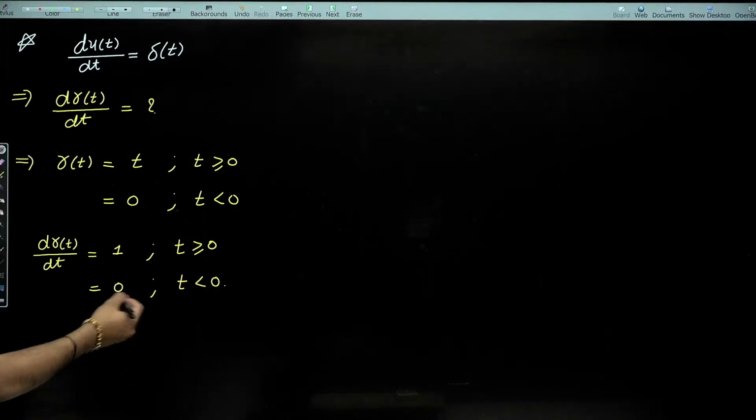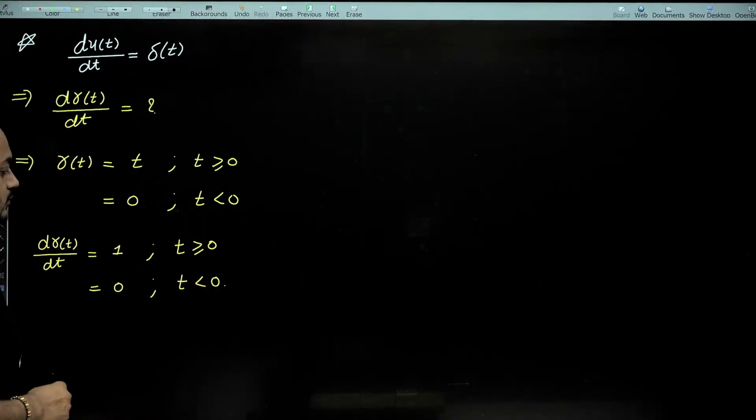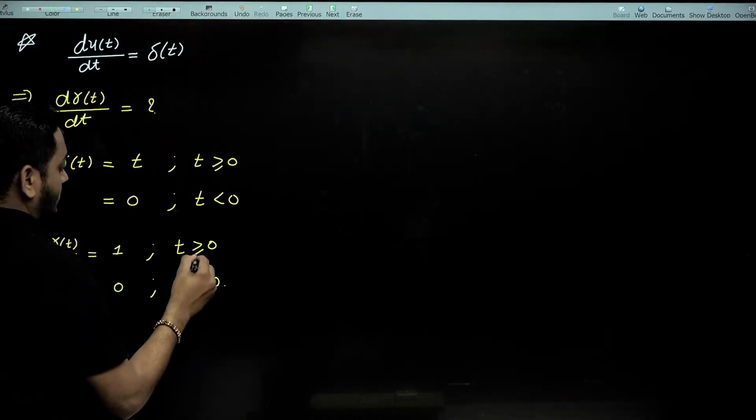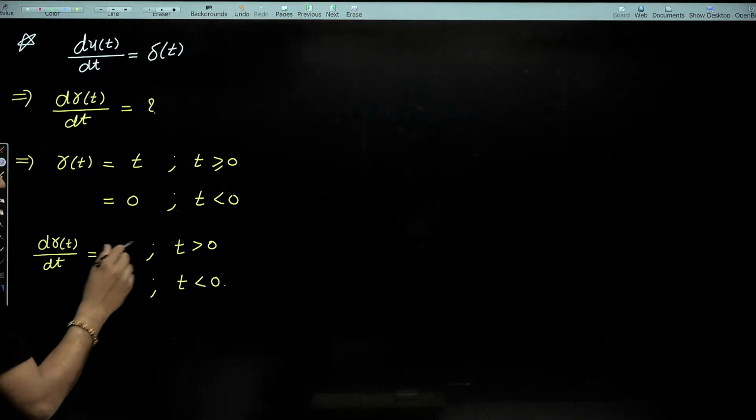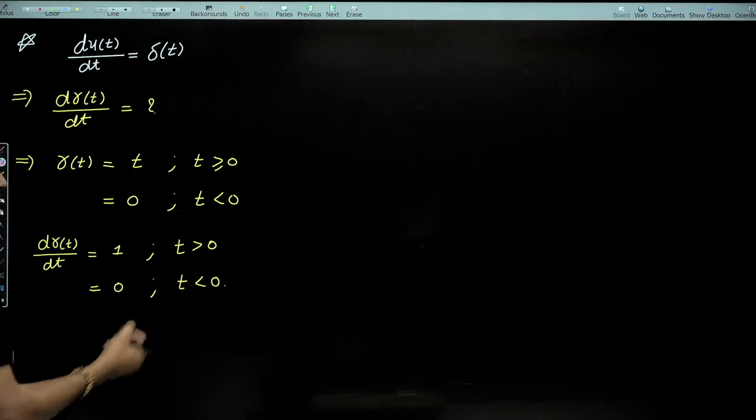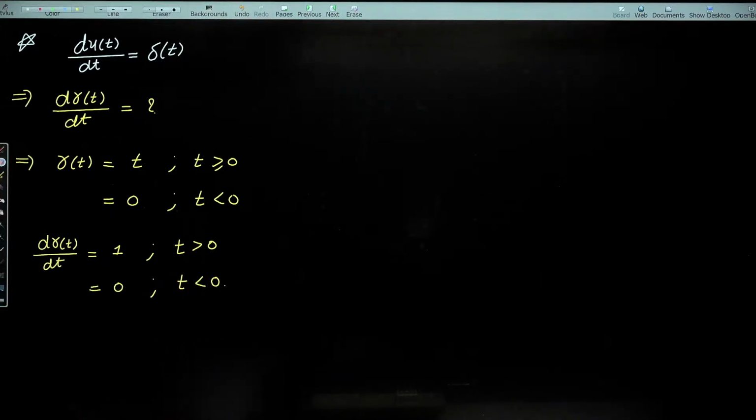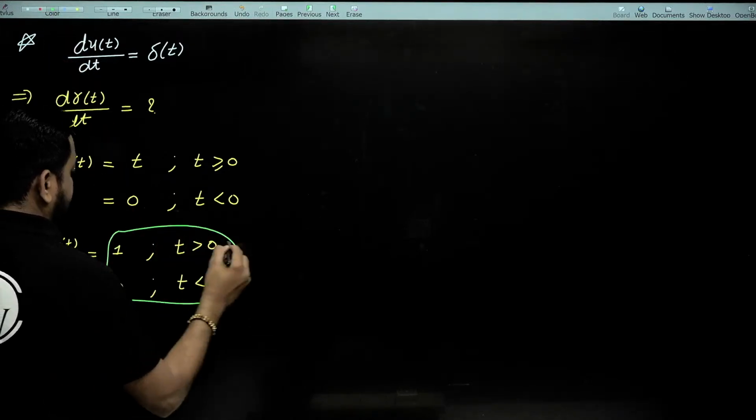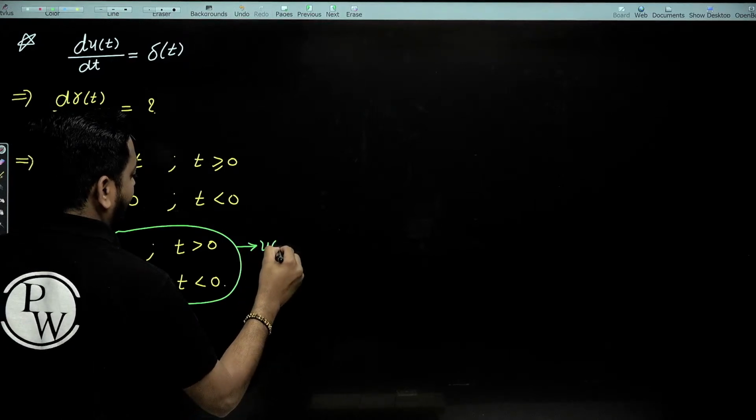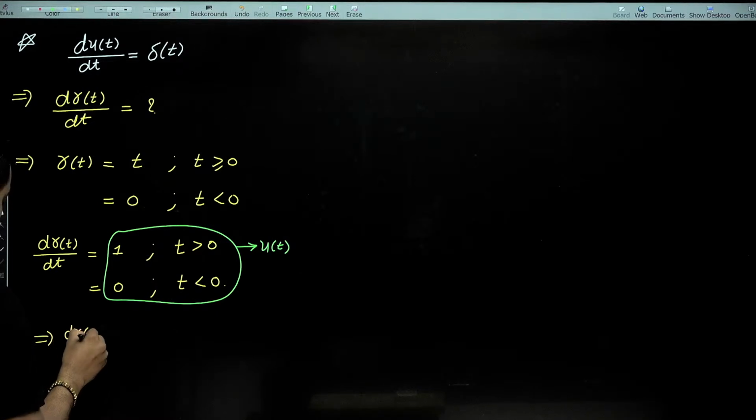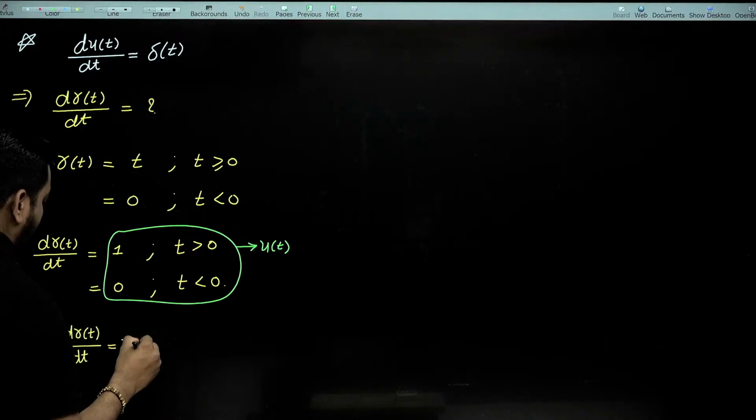Correct? Now what about this one? Here there is a sudden change in amplitude, because for t greater than 0 it is 1, and for t less than 0 it is 0. So don't write equal to here, guys, because there is a sudden change in amplitude from 0 to 1 at t equal to 0. So can we say this is u of t, guys? This behaves like u of t, nothing but the unit step function. So the first order differentiation of the ramp function is nothing but u of t.